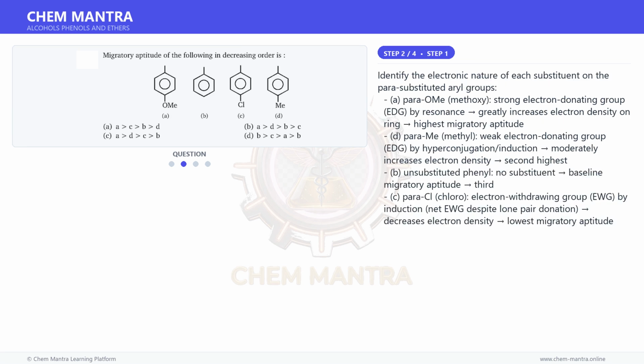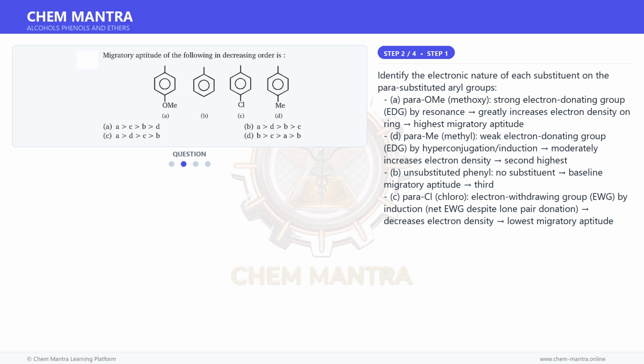Moving on to the next step. Identify the electronic nature of each substituent on the para-substituted aryl groups. A. Para-OMe, methoxy, a strong electron-donating group, EDG, by resonance greatly increases electron density on the ring: highest migratory aptitude. D. Para-Me, methyl, a weak electron-donating group, EDG, by hyperconjugation and induction moderately increases electron density: second highest.